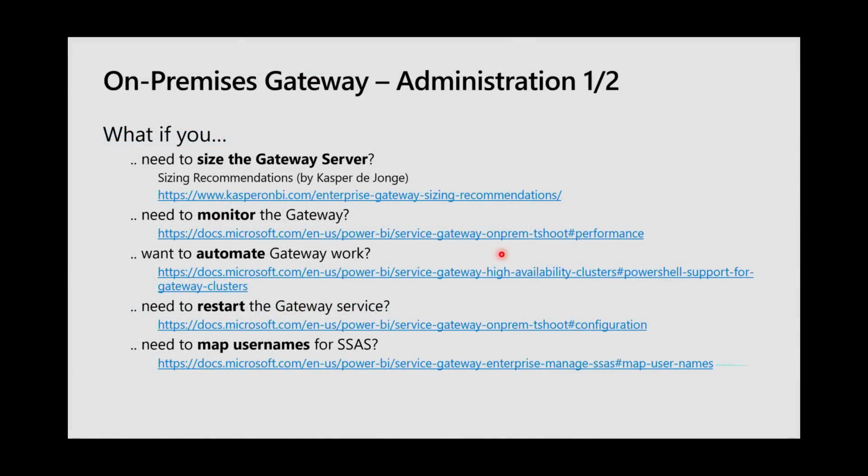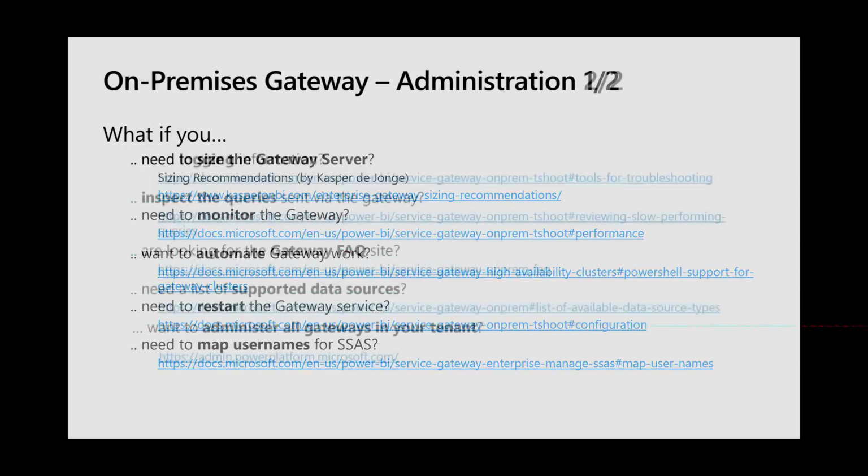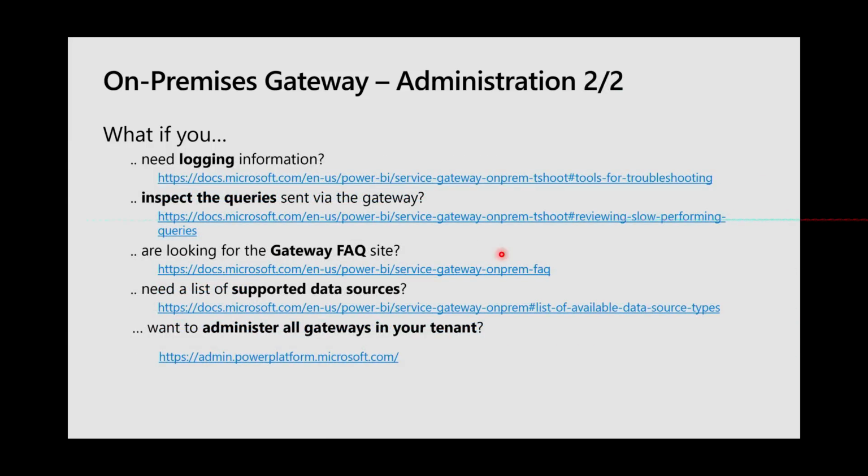What I added to the slides are some things you have to think about. Maybe you don't know how to size the gateway server, how many gigabytes of RAM, how many gigabytes of hard disk and everything. Maybe you need to monitor the gateway. Maybe you need to restart the gateway service and everything like that. So I provided some links in there. And maybe you need some additional logging. There's the thing you can mark the checkbox in the dialog, but there are also some tweaks that you can use and change the configuration file of the gateway.